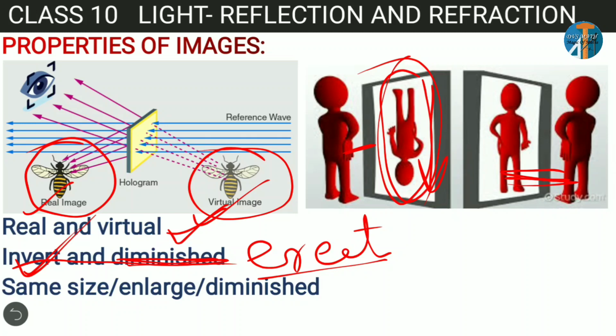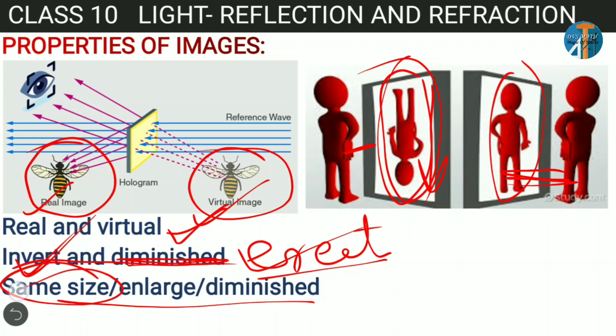Invert, if it comes straight like this, it is an erect image. I think it's clear. Then in the last part, we are calling it as same size, enlarged and diminished. Same size means the size of the image will be the same as the object. For example, if an image is 4 meters, and the object is also 4 meters, then object and image are the same size.